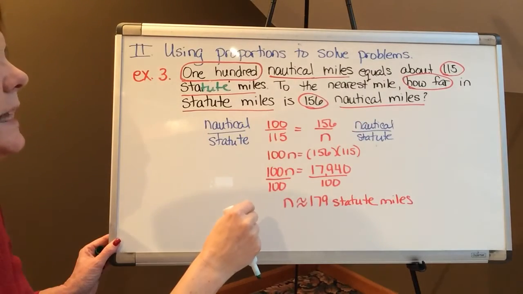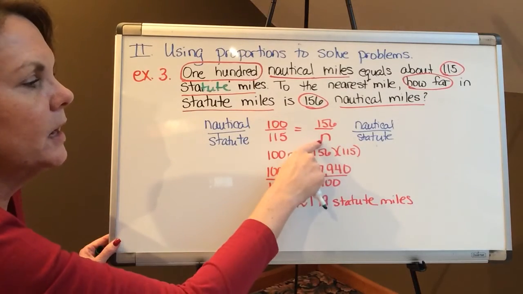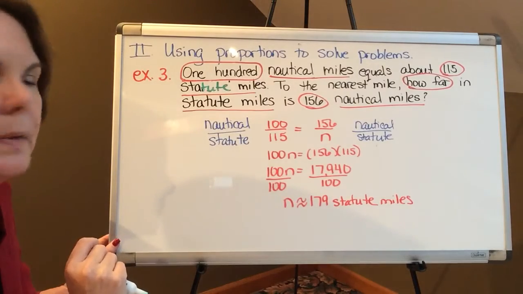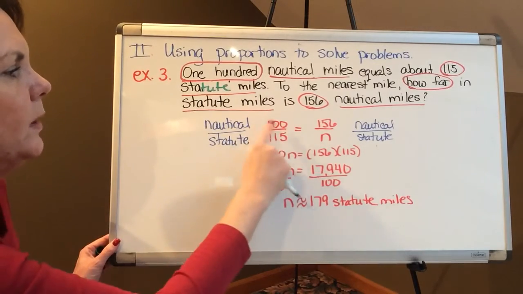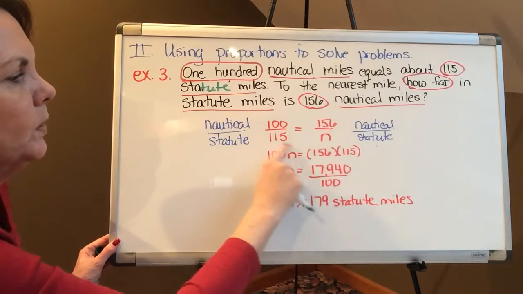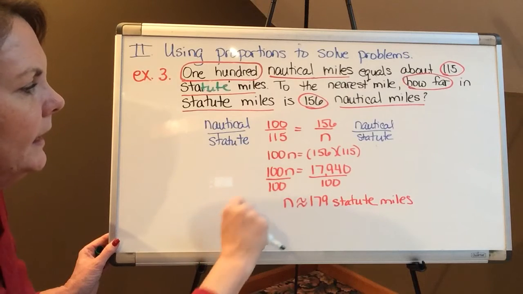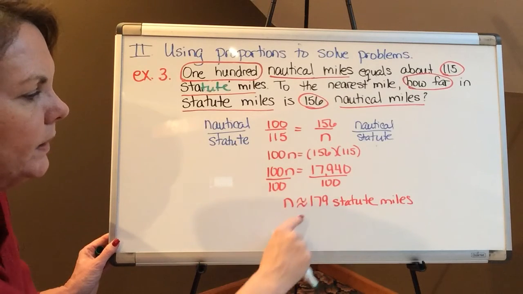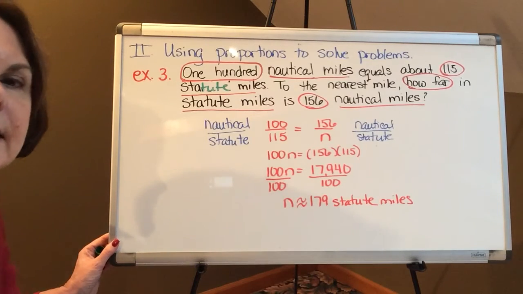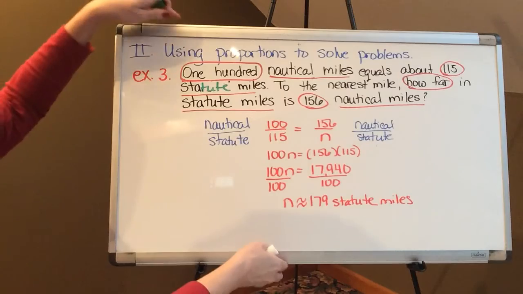So now the question's saying to the nearest mile, how far in statute miles, so you're looking for the denominator, that's where my variable will go, is 156 nautical miles. Cross multiply, 100 times n is 100n, and 156 times 115, that will give you 17,940 equals 100n, and divide by 100. And it's approximately, that's what that double squiggle means, approximately 179 statute miles.